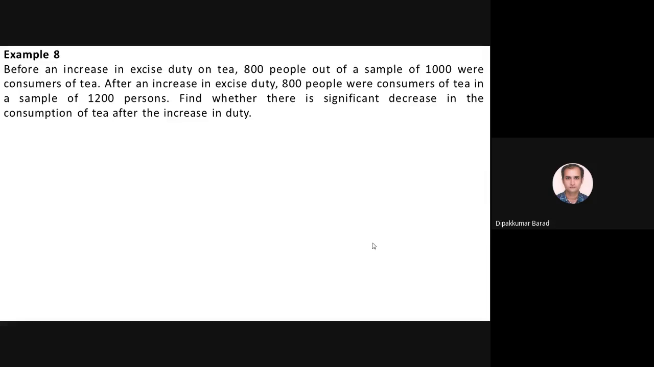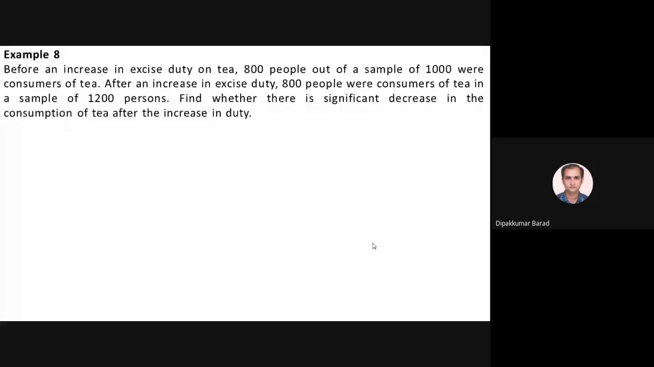Find whether there is a significant difference in the consumption of tea after the increase in duty. So we have to say whether there is a significant decrease in the consumption of tea after the increase in the duty. Here we haven't been given a level of significance, so by default we consider the 5% level of significance.